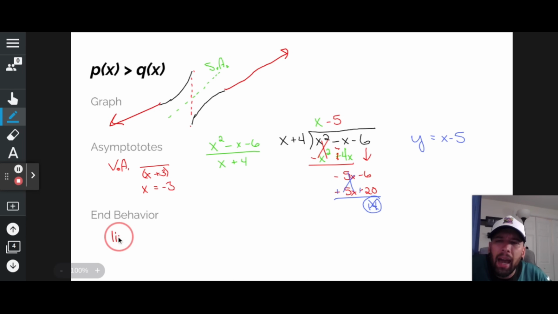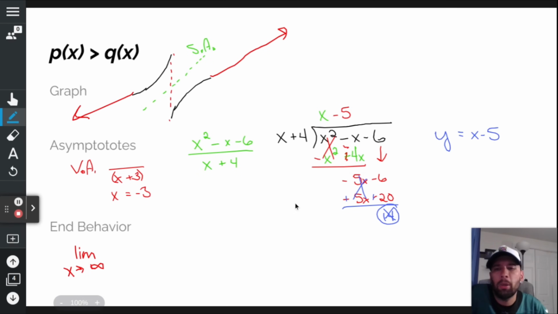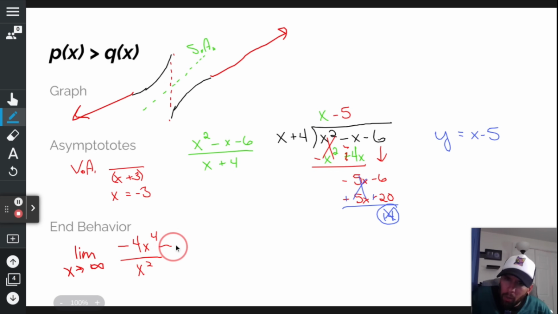If I give you the limit as x approaches infinity of something like negative 4x to the 4th over x squared, clearly the numerator is greater than the denominator as far as degrees go. Plus stuff, minus stuff, and so on, but let's pretend you're looking at the leading terms. Simplify as much as you can, and expect the numerator to dominate the denominator, and you get negative 4x squared.